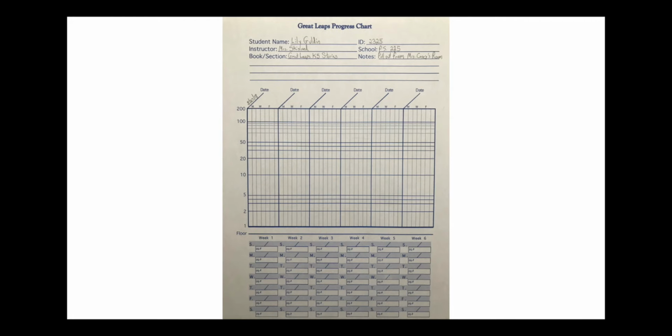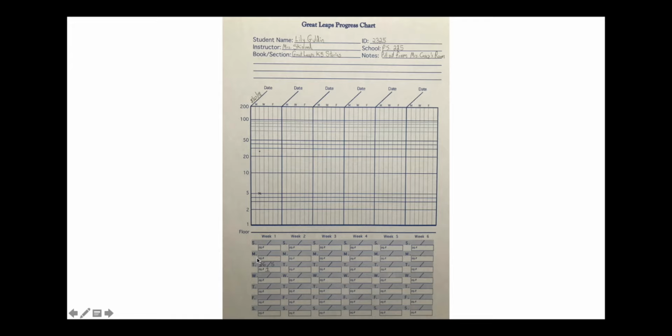You'll see here that we have filled in the date. The date goes on these slanted lines, and the week for Great Leaps in our mind always begins on a Sunday. So the Sunday of the week goes on this line. And we have data. Lily was absent on Monday, so there's nothing that goes in Monday. Easy enough to know what to do. If they're not there, don't fill anything in.